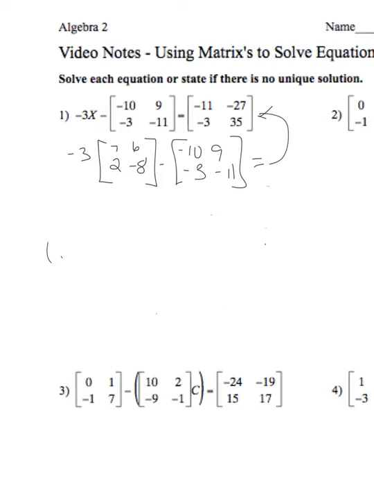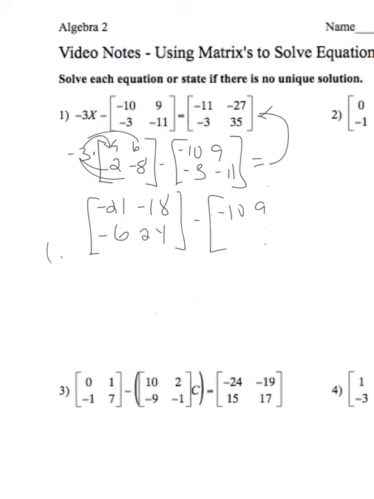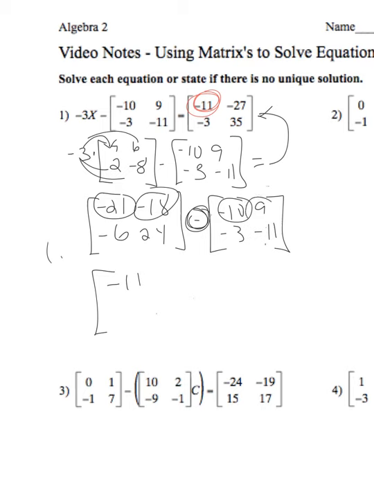Okay, well this is just a scalar right here, so let's go ahead and multiply it. So it's negative 3 times 7, so that's going to make a matrix of negative 21, negative 3 times 6, negative 18, negative 3 times 2, negative 6, and negative 3 times negative 8, 24, minus this one. Okay, well let's see, negative 21 minus negative 10, so negative 21 plus 10 would be negative 11. Okay, that one's right. Here I've got negative 18 minus 9. Negative 18 minus 9 would be negative 27. Okay, I got that one right.